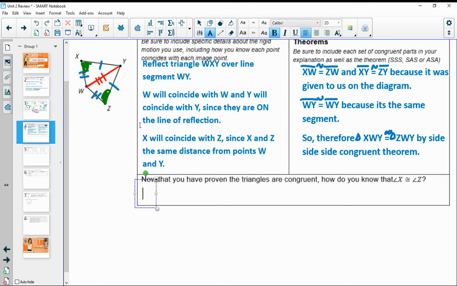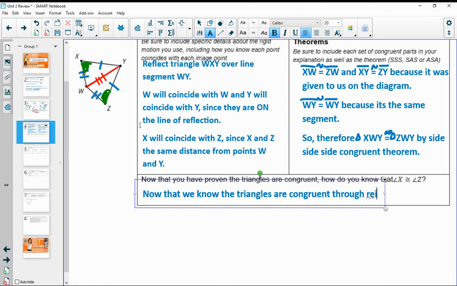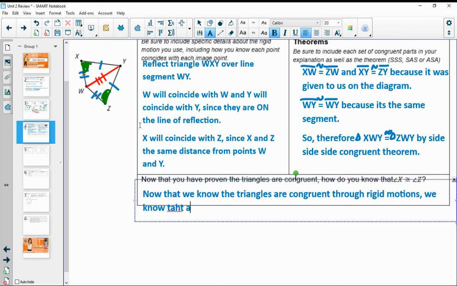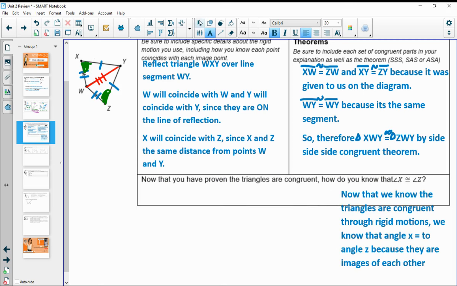So for this side, now that we know the triangles are congruent through rigid motions, we know that angle X is equal to angle Z because they are images of each other. So that would be for this side.